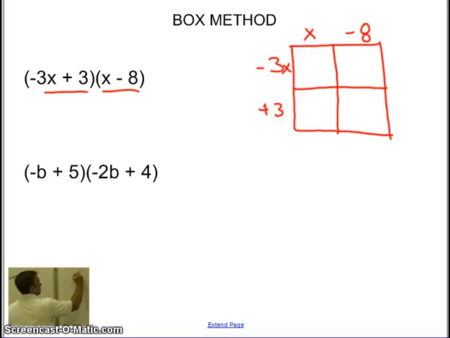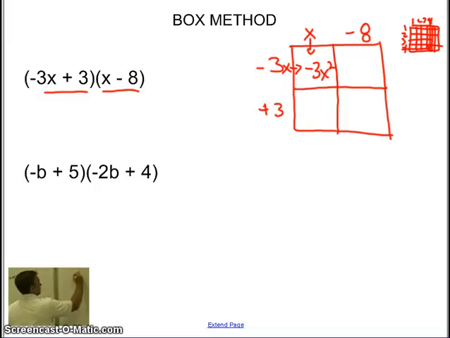Alright, and now we could take this box and use it as a tool for multiplication. You guys remember your times table boxes where you had the numbers across the rows, and you had 1, 2, 3, 4, all the way to 10, and you did 4 times 4 is 16, and that was there. Okay, well, this is the same thing. We're going to do negative 3x times x. Negative 3x times x is negative 3x squared.